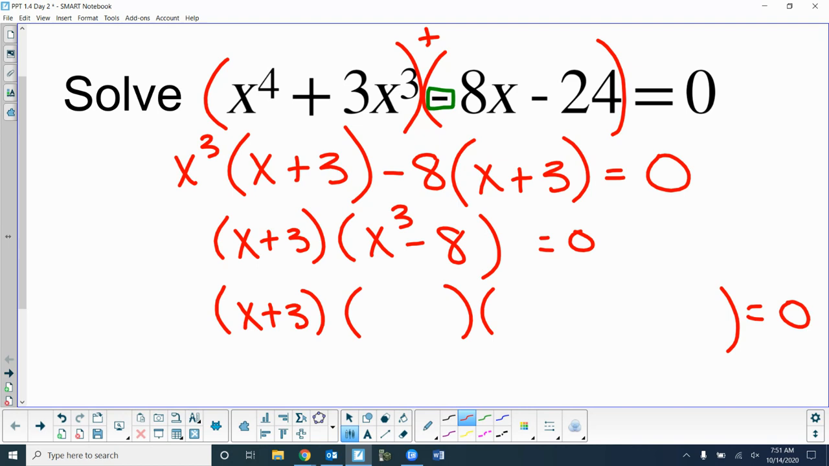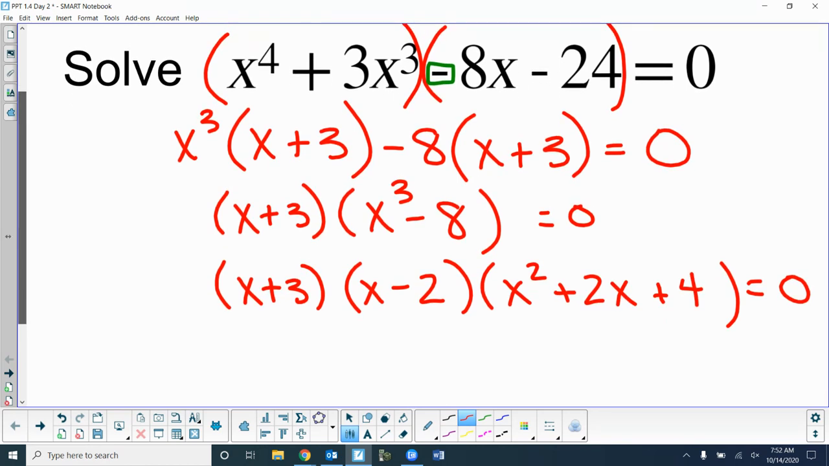So we take the cube root of x cubed and the cube root of 8 for the binomial part. And then the trinomial part, we go x squared. Since that's subtraction, this middle one's addition, they're always opposite signs. And then I just multiply those, x times 2. And then I square the 2, and this is always addition here. So that's a 4. So now it's all factored.